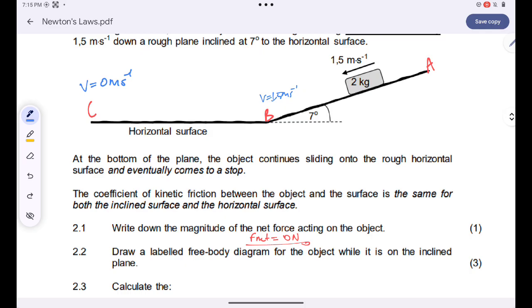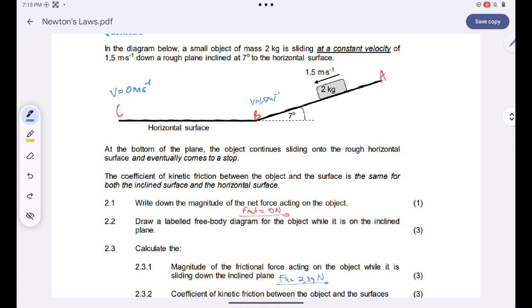So in the horizontal surface, guys, the free body diagram of the block, we do have the gravitational force and the normal force, and also have the frictional force, which opposes the motion.